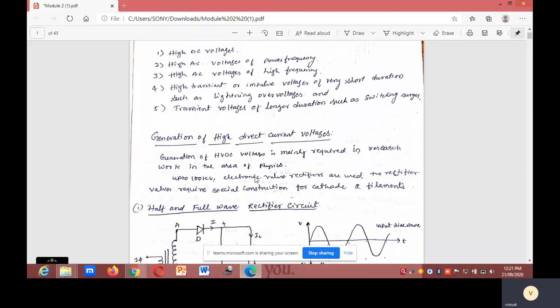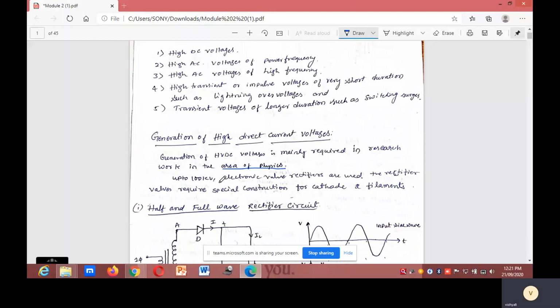Before going to the generation of high direct current voltages, why do we need it? It is required in research work in the area of pure and applied physics. Why do we need high direct voltages? We need them for insulation tests on cables and capacitors, etc. Generation of high DC voltages is mainly required in research work in the area of what? In the area of physics.